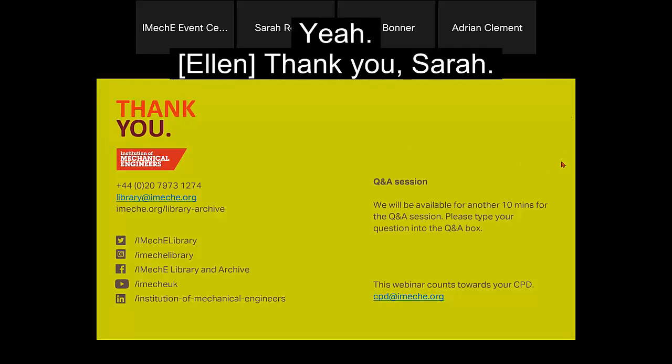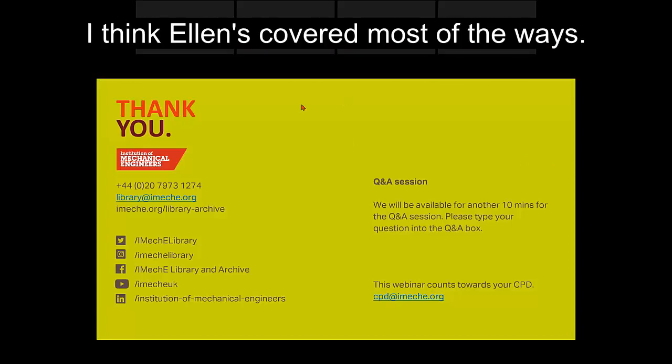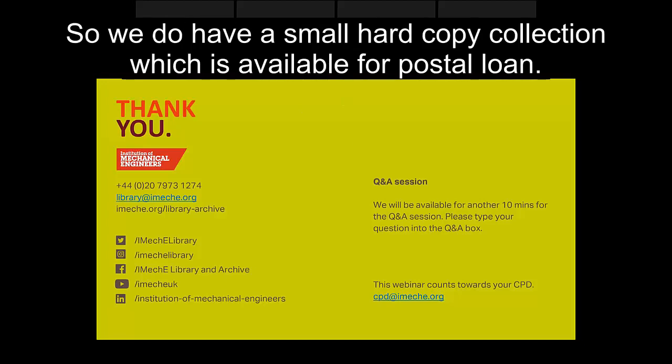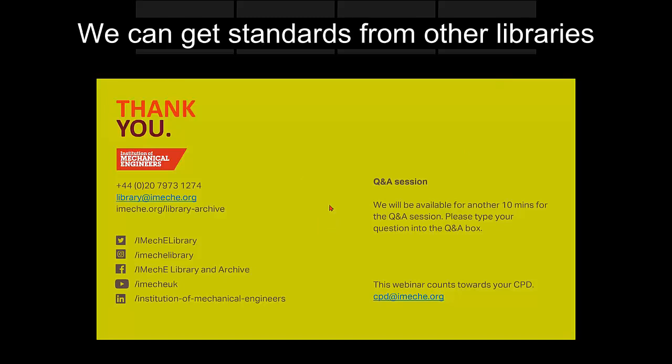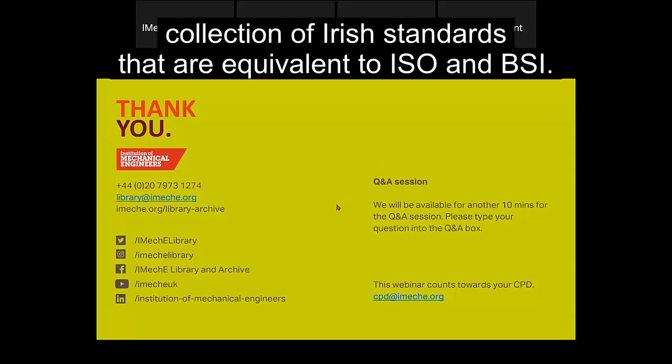We do also get asked quite a lot about standards. So there are 3 ways. I think Ellen's covered most of the ways. We do have a small hard copy collection which is available for postal loan. We can get standards from other libraries, and we have online standards from SAE, ASME and ASTM, and now this new core collection of Irish standards that are equivalent to ISO and BSI.